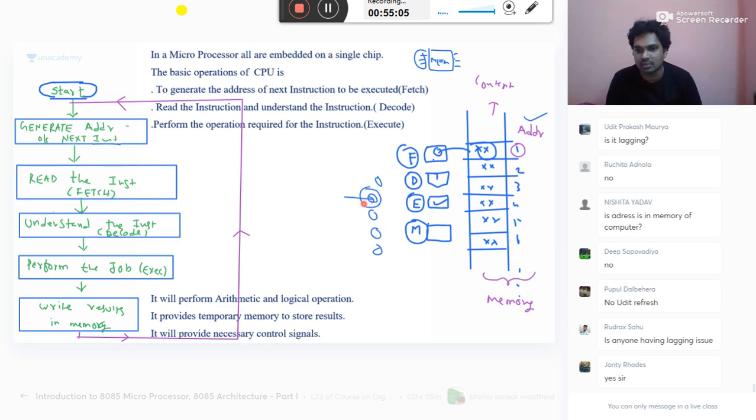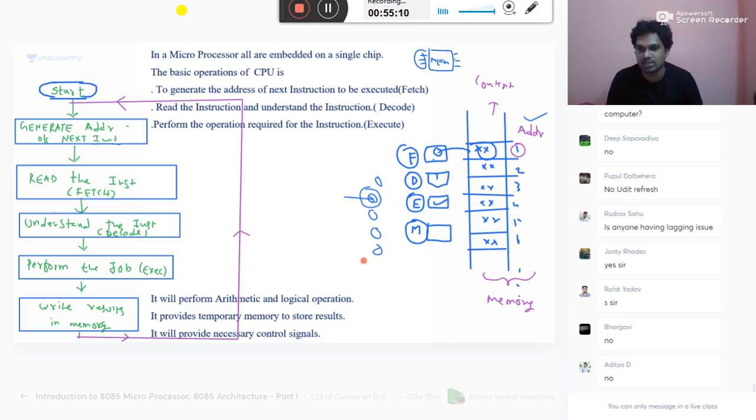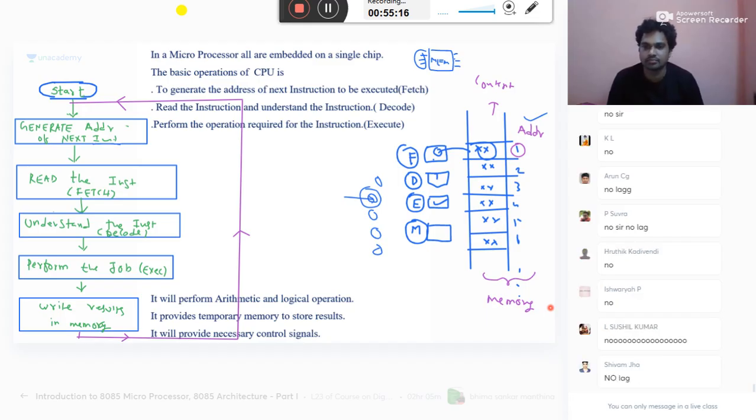What happened? Lagging is coming. Rudraksh, just refresh, please. Okay. No lag, no lag. Fine.